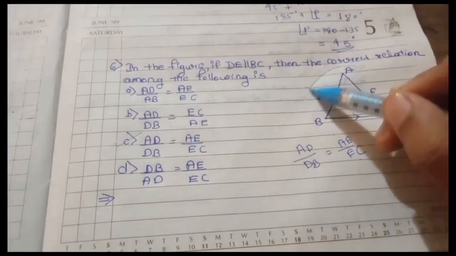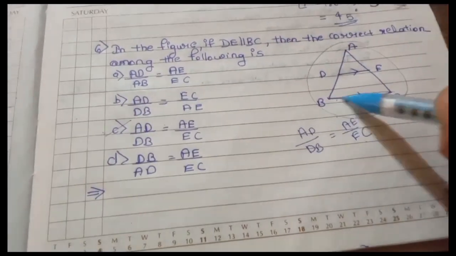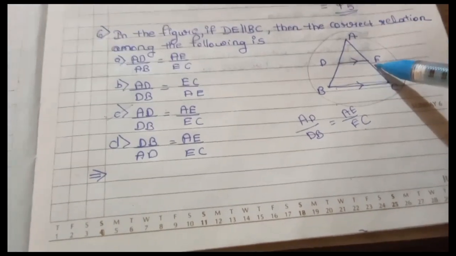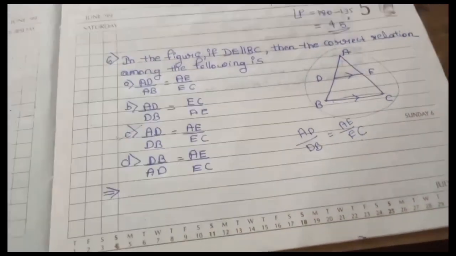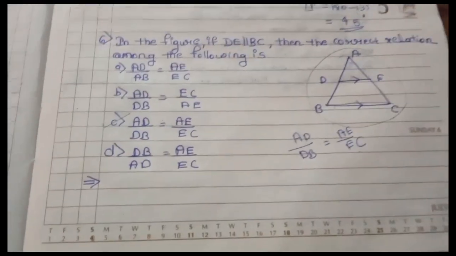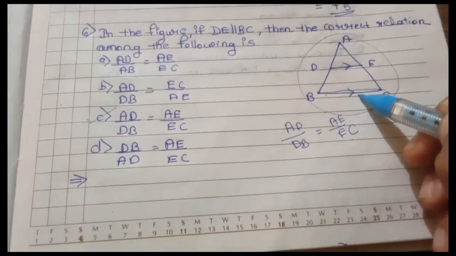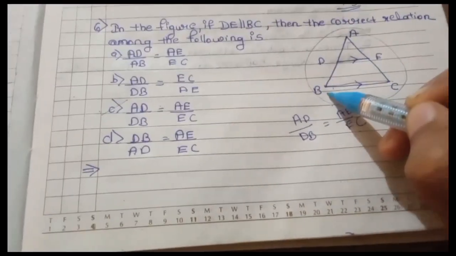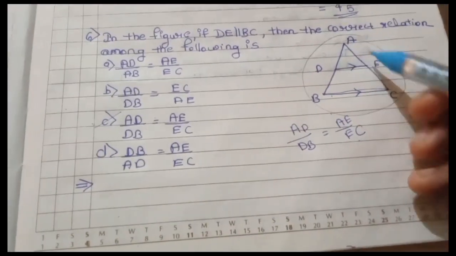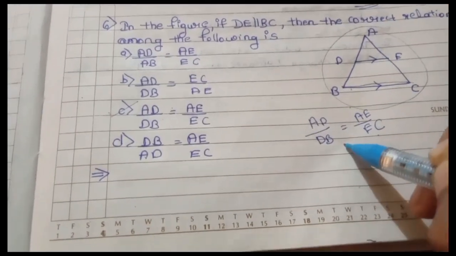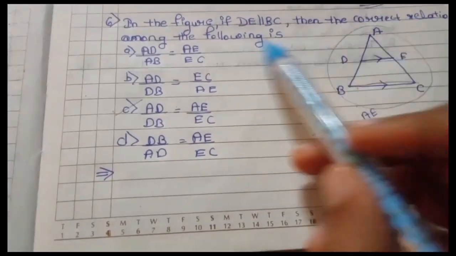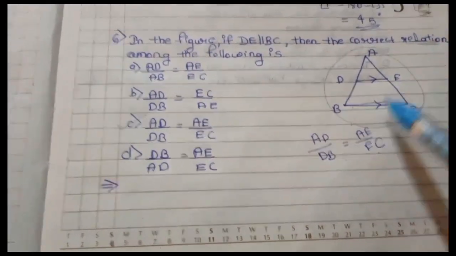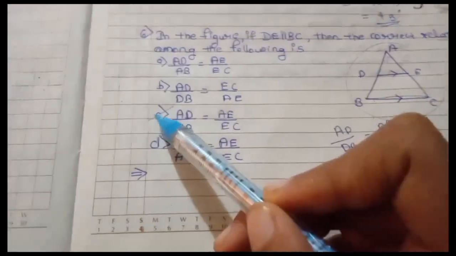So whenever you get a figure like this, where the base of the triangle is parallel to this line, then you should know the basic proportionality theorem. What the basic proportionality theorem says is, whenever these both are parallel, AD by DB is always equal to AE by EC. AD by DB is always equal to AE by EC. So that is itself asked here. We have been asked this relation. So this is the relation that we have got. So the correct option is C.